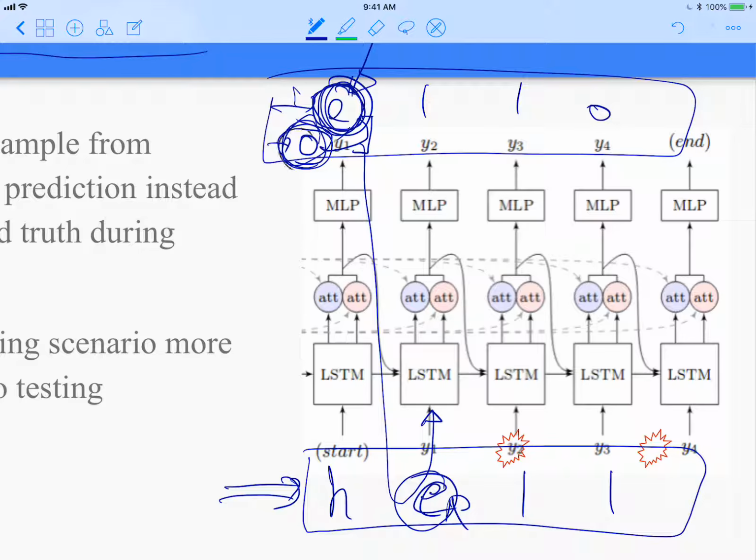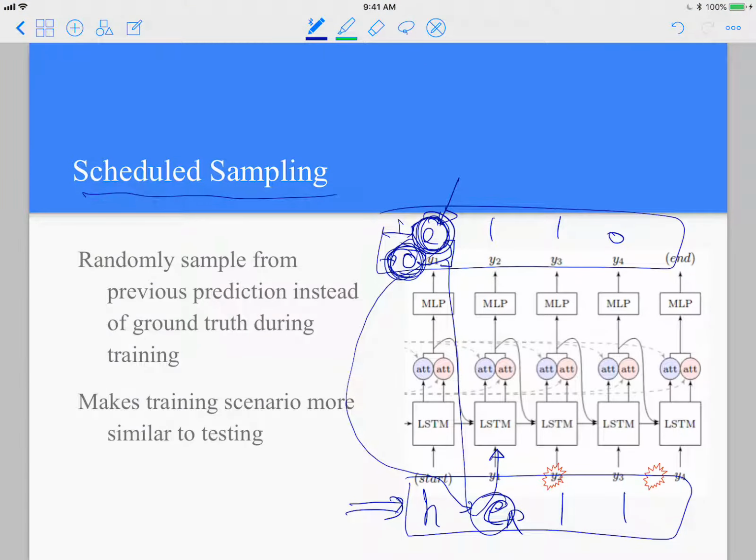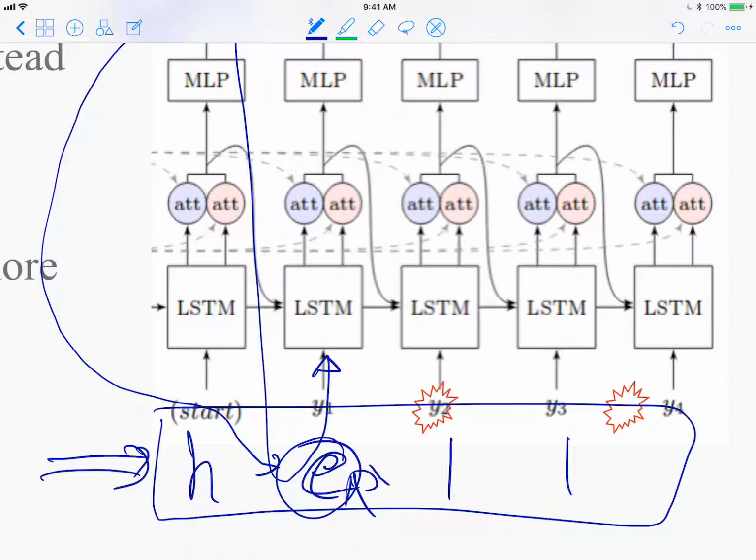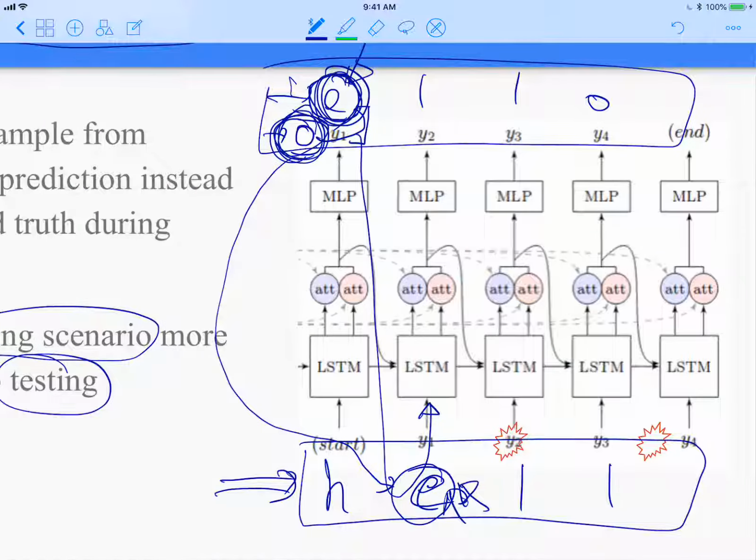Yeah, and when using this one in place of the ground truth input, the benefit of doing so is to make this training scenario more similar to testing, because in our testing we are not provided with the ground truth output from the previous time step, right? So in the testing phase, we have only one option of using the predicted output as an input to the next time step, right?